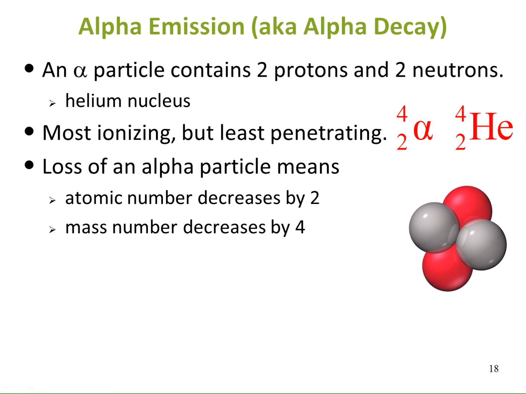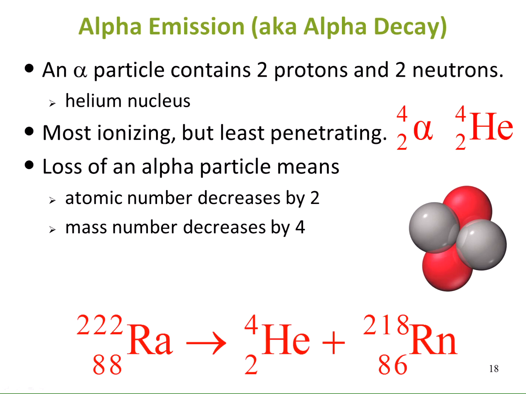Now, loss of an alpha particle means that the atomic number has to decrease by 2. If we're losing 2 protons as we form an alpha particle, the atomic number for the nuclide has to decrease by 2 when it forms the daughter nuclide. And if the atomic number decreases by 2, the mass number has to decrease by 4, because remember we have the 4 for the mass number of the alpha particle.